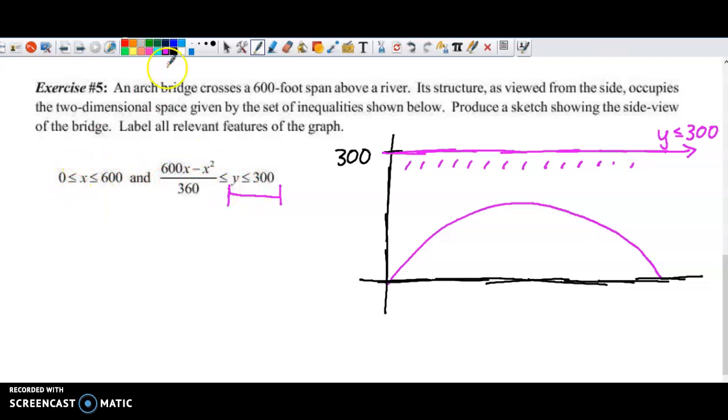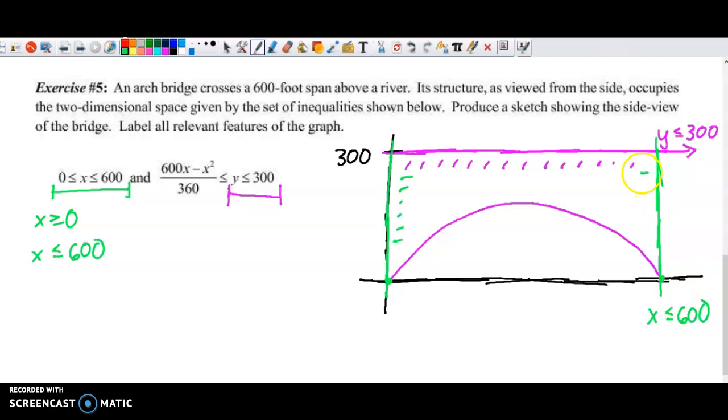Now this other piece, this piece right here, is just saying that x is bigger than 0, but x is also smaller than 600. So if we're bigger than x equals 0, that is just the y-axis, so it's to the right of that piece. And we'll find out here shortly that x equals 600 is all the way over here, and being less than is going to be on this side of it. Over here is x equals 0.